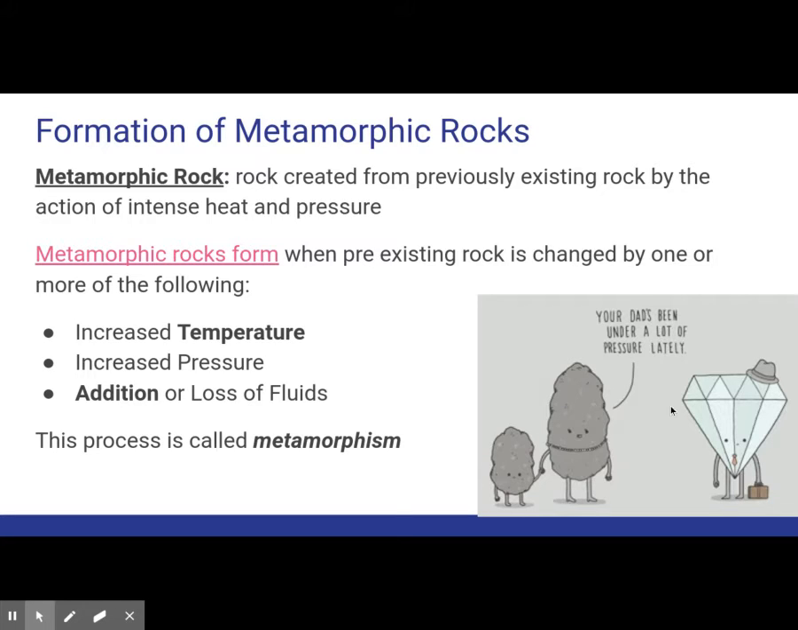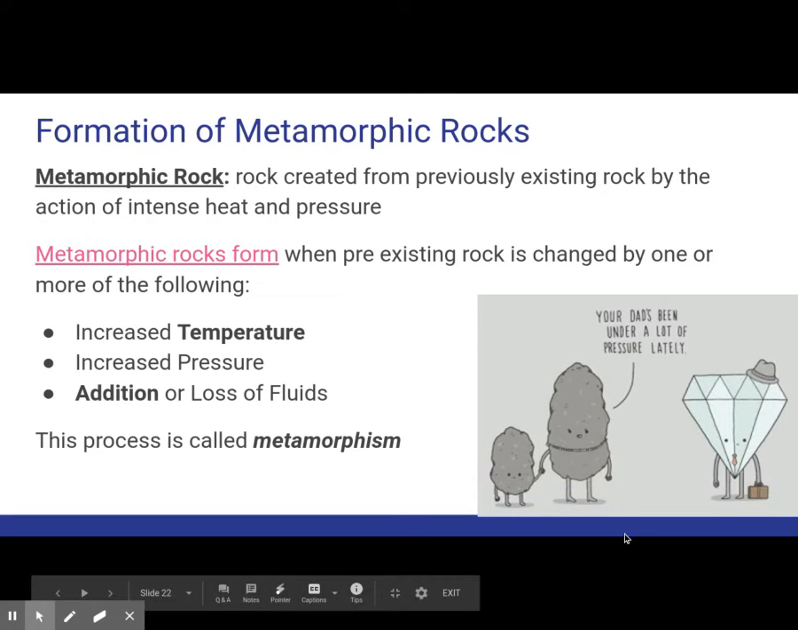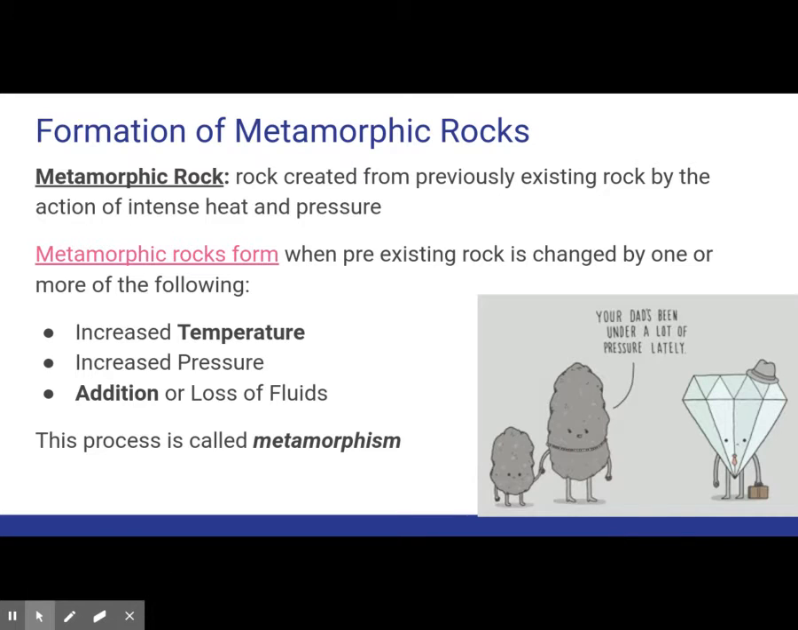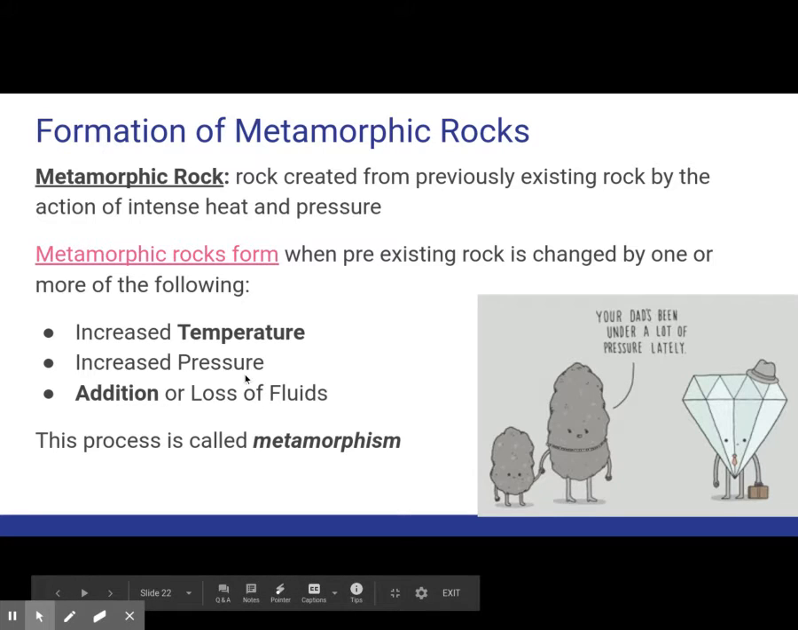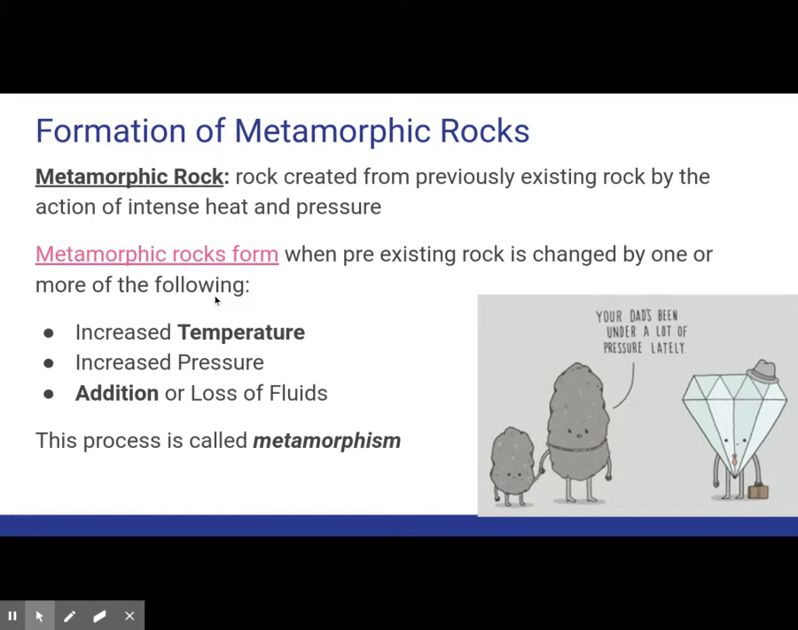Okay, so metamorphic rocks. This is a type of rock that is created from previously existing rock, and it is metamorphosed, which means to change. It's changed by heat, pressure, or a combination of both. So what happens is you take a pre-existing rock and you change it by either increasing the temperature, increasing the pressure, maybe both of those. And then the third, which can also happen, is either the addition or loss of fluids. And again, we call that metamorphism, to change. If you think about that, that applies to animals too that go through a metamorphosis. It's a change that happens.